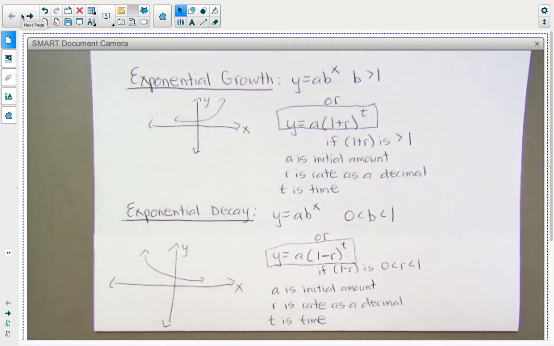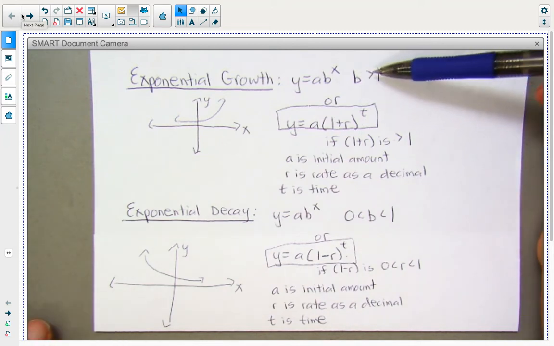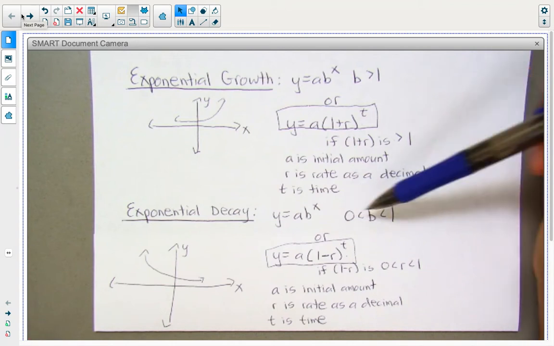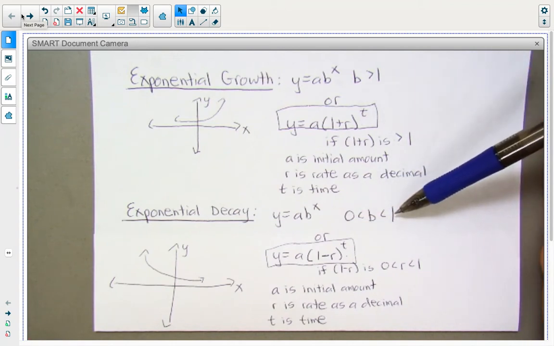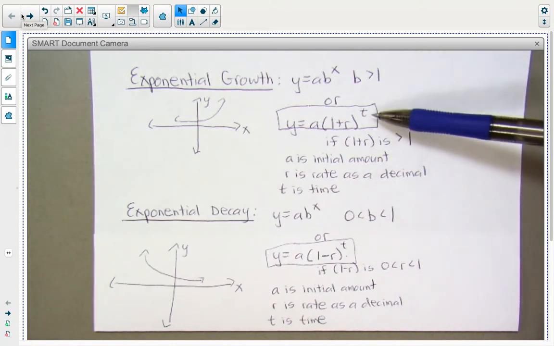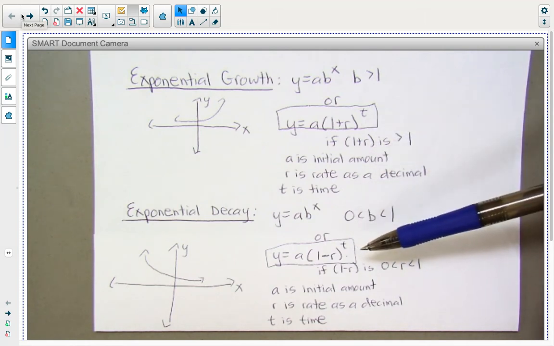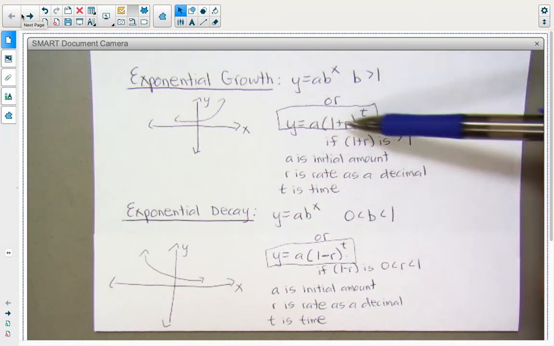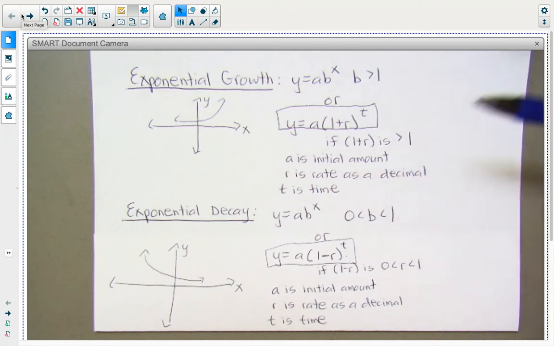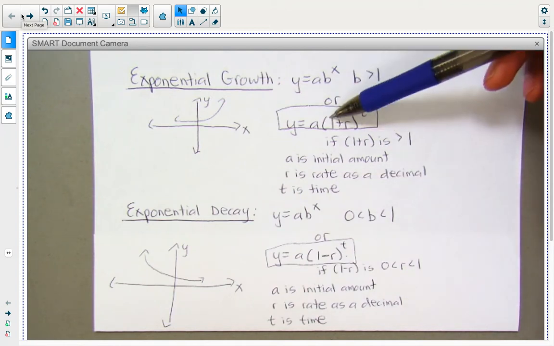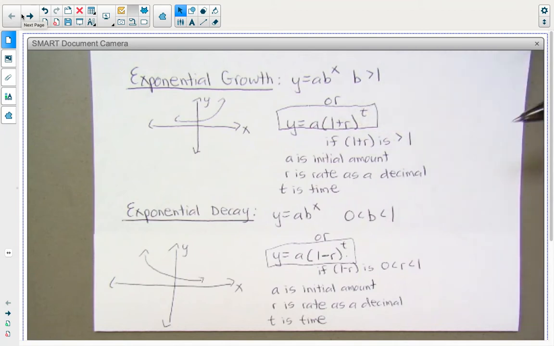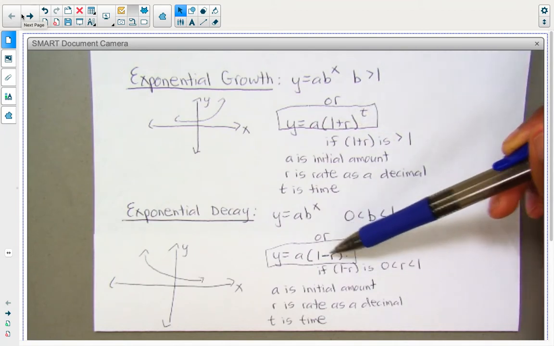So we already know how to tell the difference between growth and decay. If our base is bigger than 1, it's going to be growth. And if our base is between 0 and 1, it's going to be decay. So these two that are boxed in, you may want to pause and go ahead and copy these two formulas down. If you notice, they're 99.9% the same. The only difference is one of them says 1 plus R, and the other one says 1 minus R.